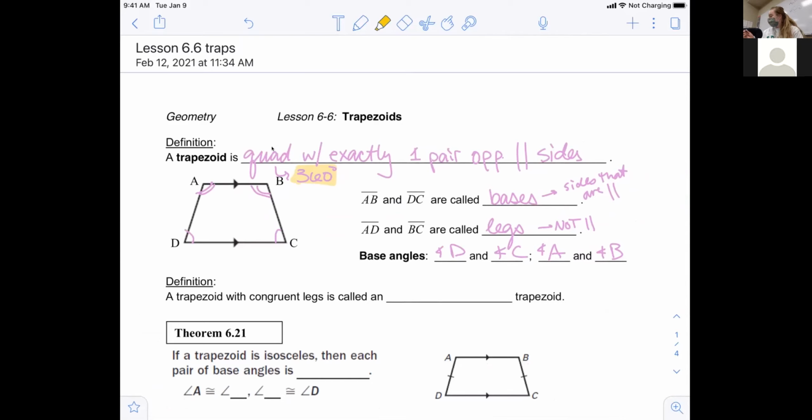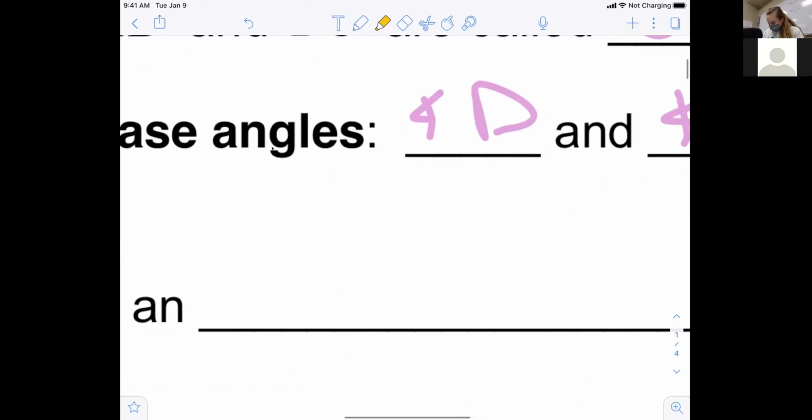Definition: a trapezoid with congruent legs is called an isosceles trapezoid.